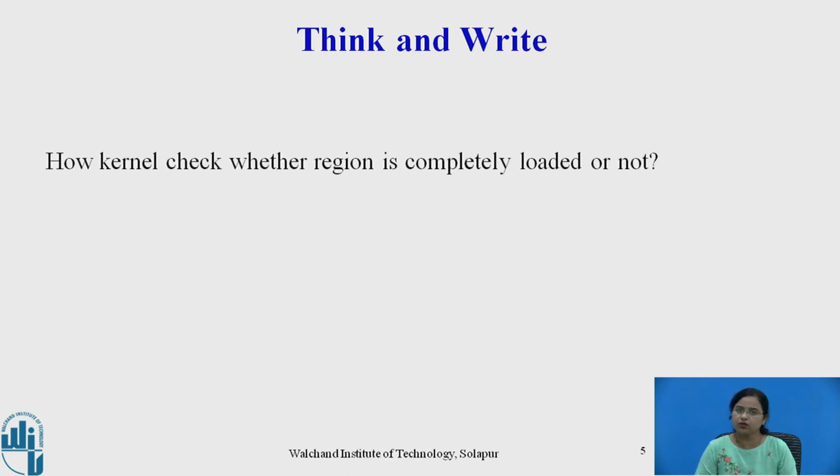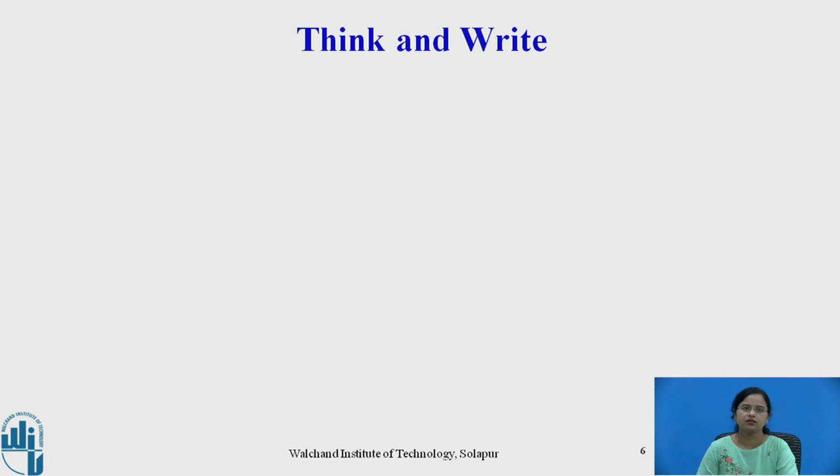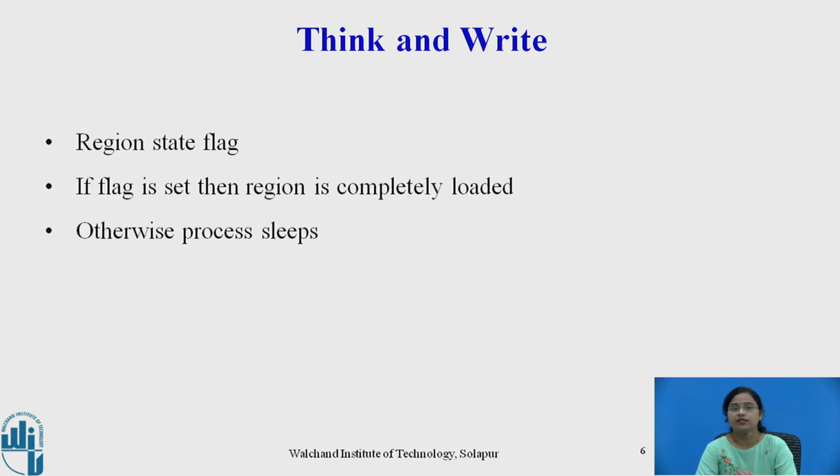Now, how does the kernel check whether the region is completely loaded or not? Just think on it. How does it check whether that region is completely loaded or not? It has a state flag, the region state flag. Once that region is loaded into the memory, it has to set that flag. So, if the flag is set, then the region is completely loaded, otherwise the process goes to sleep state.